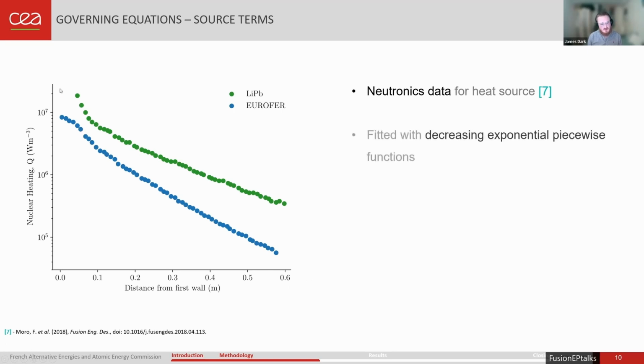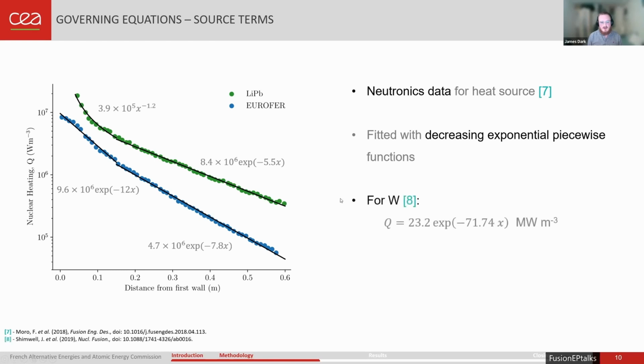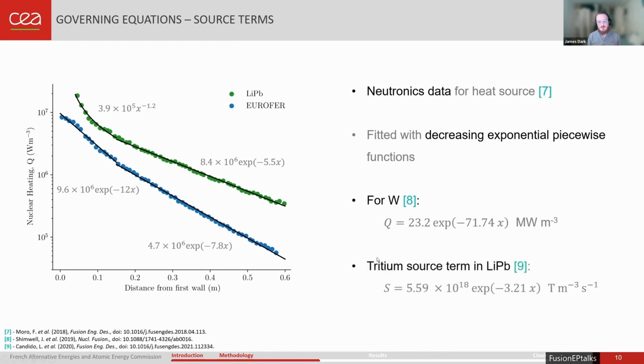And then we just do a simple fitting of this data, and these equations of decreasing exponentials form our heating source term for each of these materials, for the liquid breeder and for the urethane. And for tungsten, we took a value from the literature. Our tritium source term is also taken from the literature, although it should be noted that this source term has actually been evaluated from the same original neutronics work from Morrow here. So it's all for the same model, so we can use them together absolutely fine.